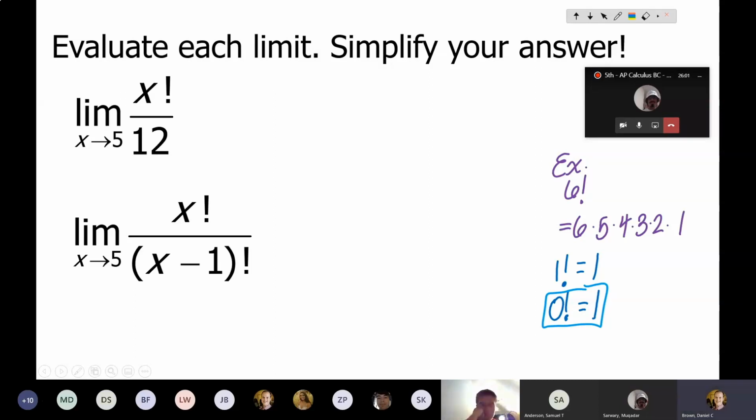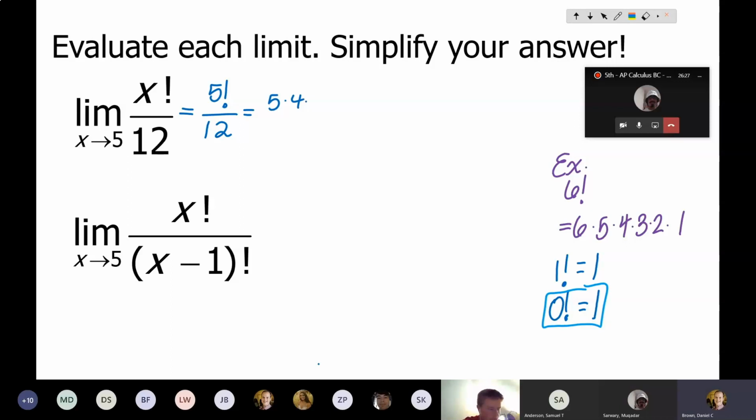So if we're simplifying these by hand, we obviously want to go ahead and do direct substitution first. So in this first one, the limit as x is going to 5, we end up with 5 factorial over 12. And so that is the answer. If this was a free response question, you can leave it like this, but that's definitely not going to be an answer for a multiple choice one.